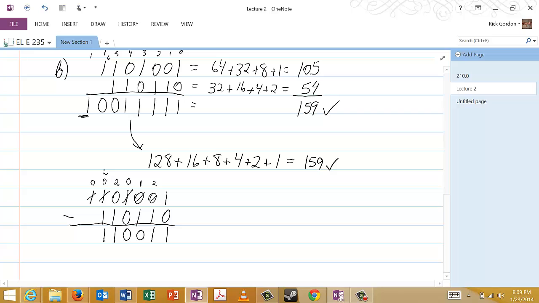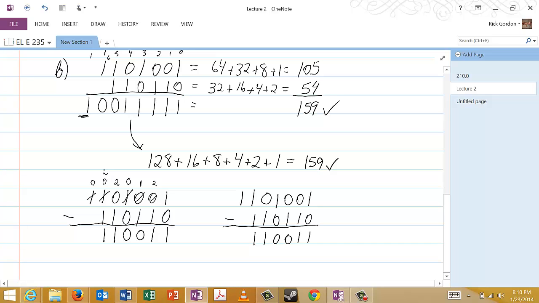So just since I've been writing through numbers, I'll rewrite the whole problem. So what we are concluding now, if we haven't made any mistakes, is that 1101001 minus 110110 is equal to 110011.